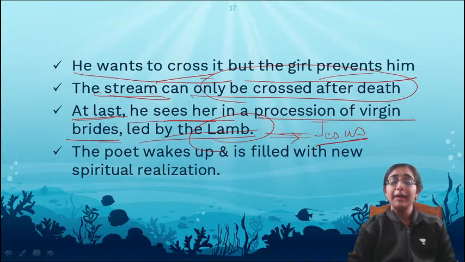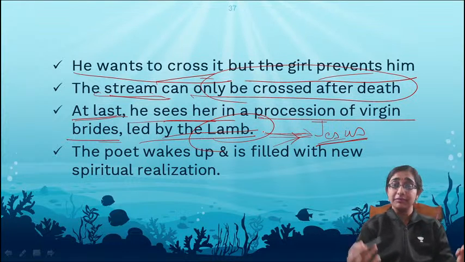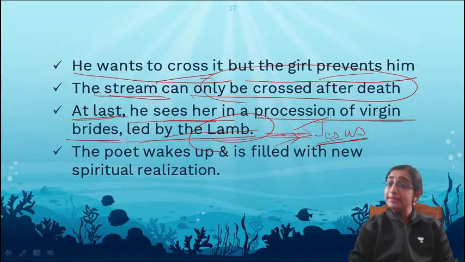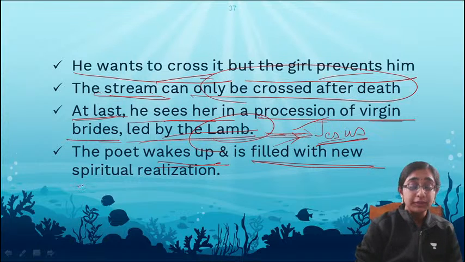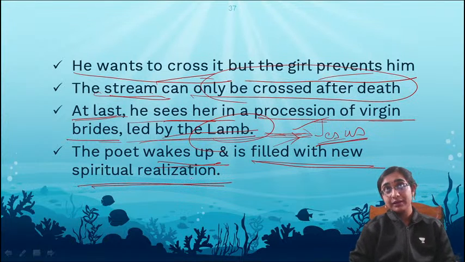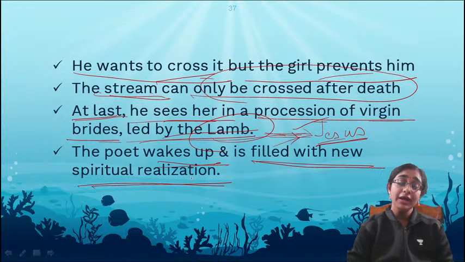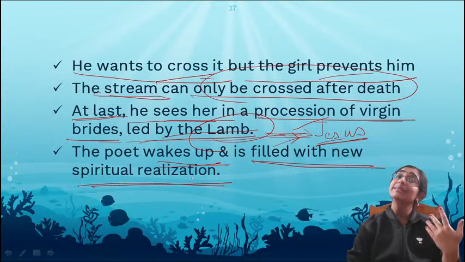The innocence of the lamb is considered to be the representation of Jesus. So finally the father sees that his daughter is going to heaven with some virgin brides, led by the lamb. At this point the poet wakes up and is filled with new spiritual realization. Previously he was lamenting the death of his daughter, but now he has realized that no, my daughter is not with me, but she is happy.